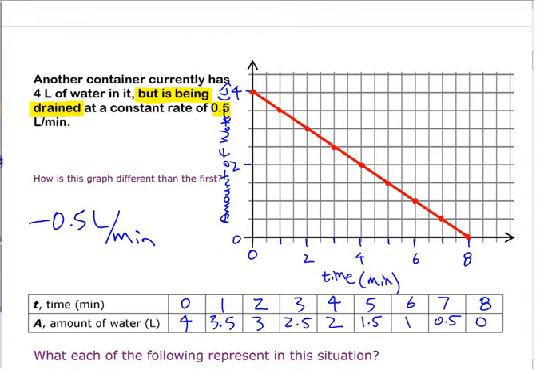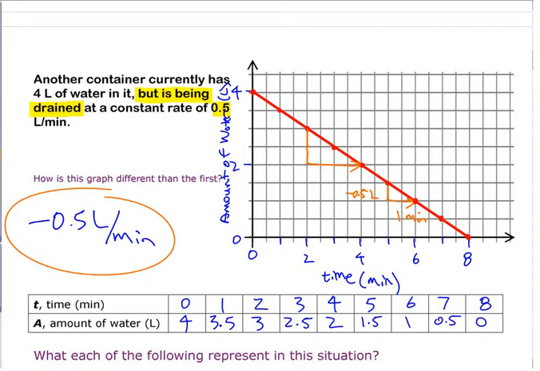If you calculated the slope of this and you counted, if you went from one point to another, it goes down 1 liter for every 2 minutes across, or it goes down a half liter for every 1 minute. 1 minute, minus 0.5 liters. Minus 0.5 liters per minute, that's the slope.